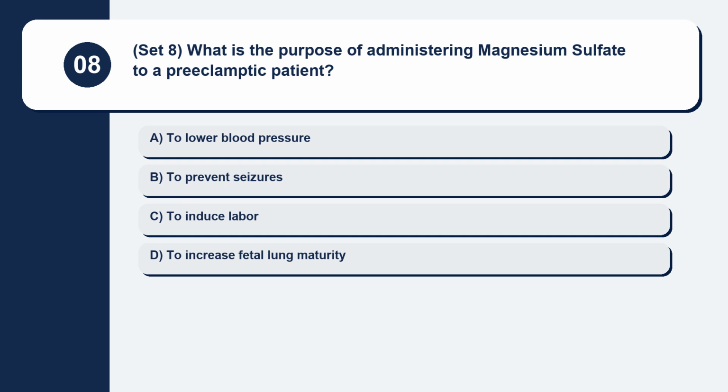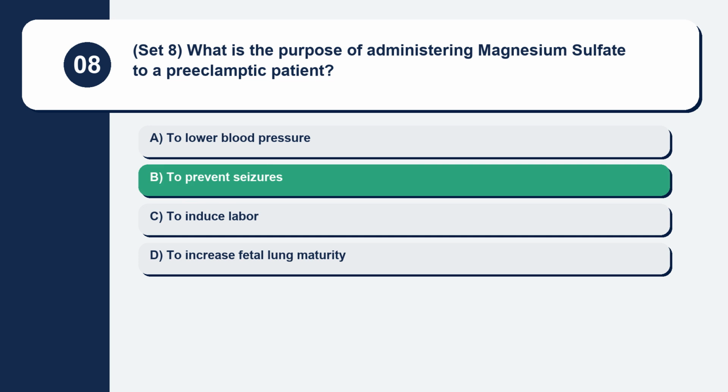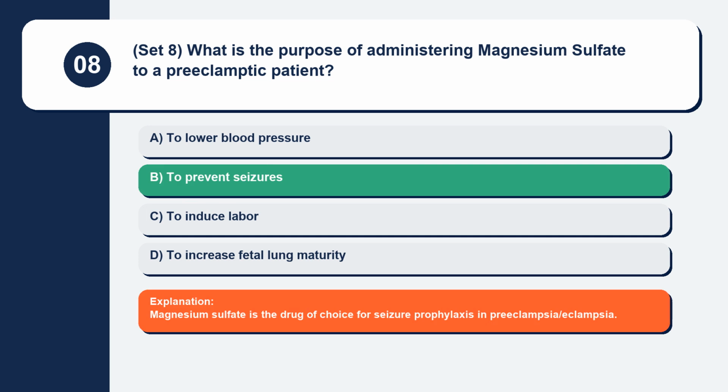Question 8, Set 8. What is the purpose of administering magnesium sulfate to a preeclamptic patient? To lower blood pressure, to prevent seizures, to induce labor, to increase fetal lung maturity. Magnesium sulfate is the drug of choice for seizure prophylaxis in preeclampsia/eclampsia.